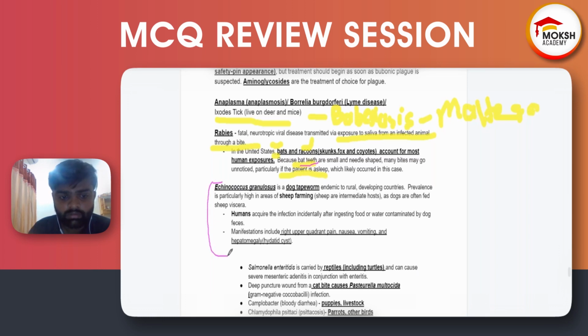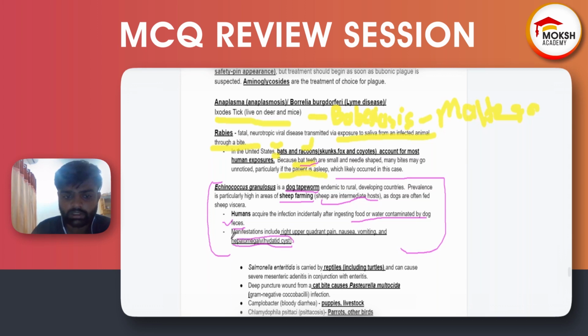Echinococcus granulosus is mostly seen with the dog tapeworm, that is also seen with sheep farming. Sheep is the intermediate host. So humans can acquire it via ingestion of food or water contaminated with dog feces. It causes hydatid cyst. Remember, it causes splenomegaly and hydatid cyst.